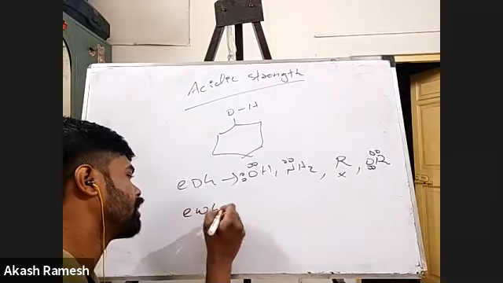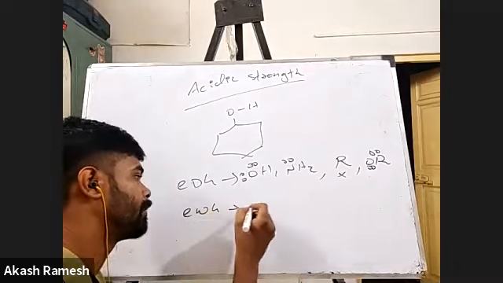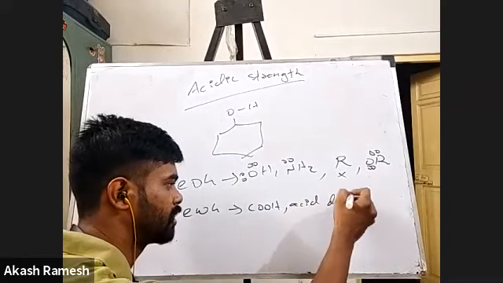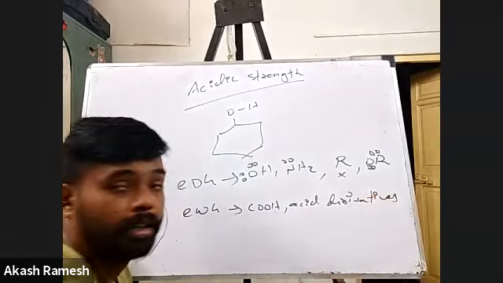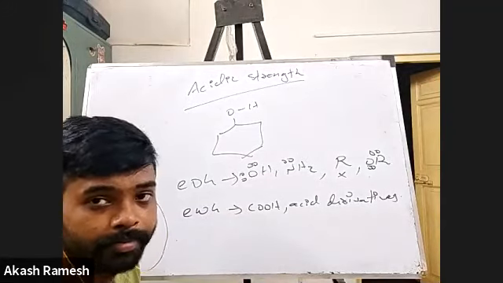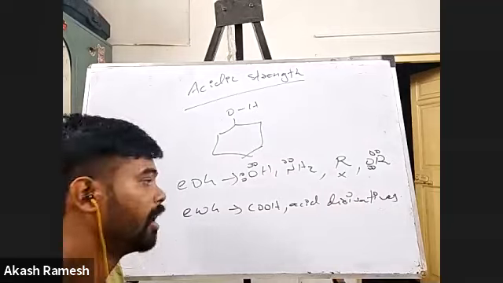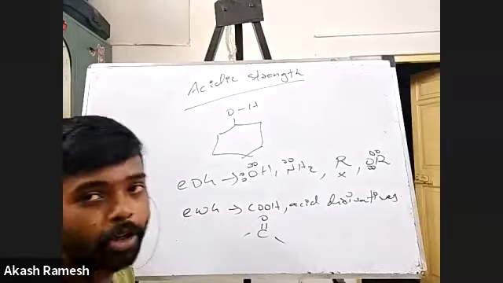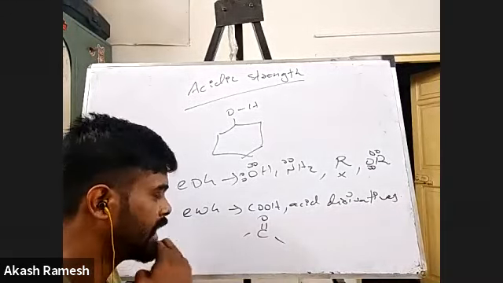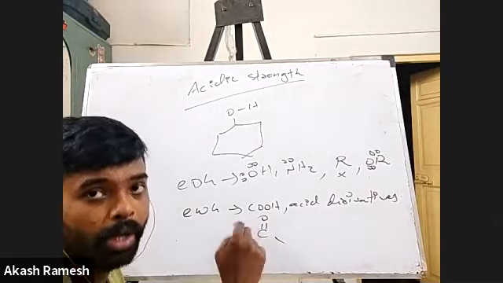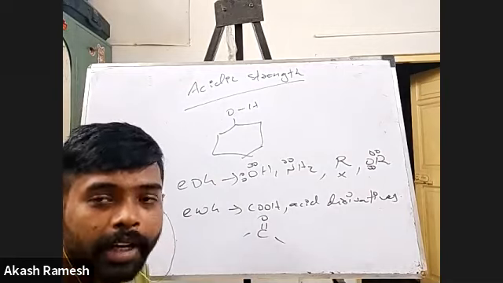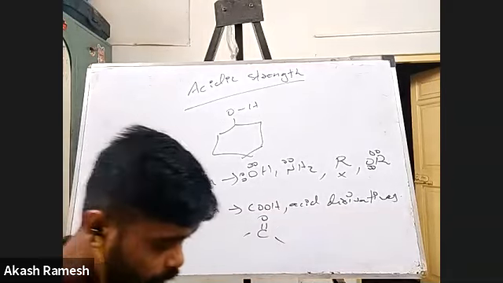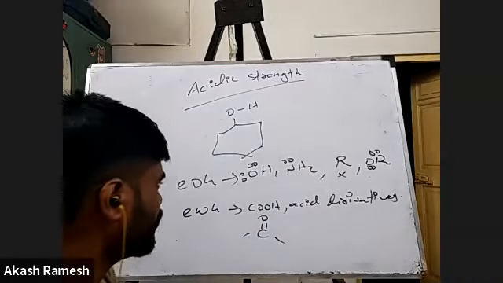Electron withdrawing groups can be, say, COOH, or any acid derivative for that matter: esters, amides, acid chlorides. And obviously C double bond O, it can be an aldehyde or a ketone. The moment you see that the carbonyl carbon, C double bond O, is directly attached to the benzene ring, it is definitely going to be electron withdrawing. Don't worry, I'll prove all this, how they're electron donating and how they're electron withdrawing.